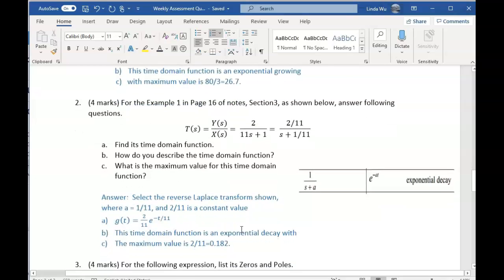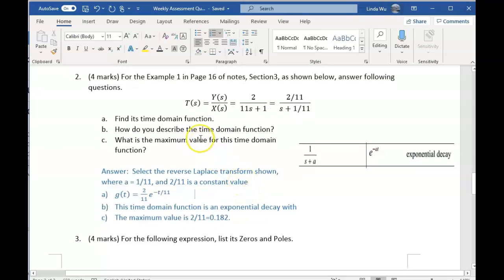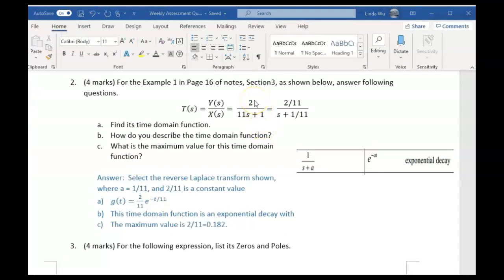For this example on page 16 of the notes, we have the transfer function. This transfer function is this one. The middle one is 2 divided by 11s plus 1. So that gives us 2 divided by 11s plus 1.